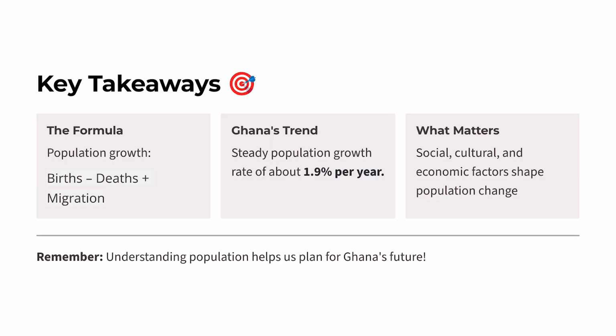Let's wrap up today's lesson with our key takeaways. First, remember the basic formula for population growth: births minus deaths plus migration. Second, Ghana continues to experience steady population growth with a growth rate of about 1.9 to 2% per year. Third, population change is shaped by social, cultural, and economic factors. Understanding population growth helps us plan better for Ghana's future, for our schools, our jobs, our cities, and our environment.